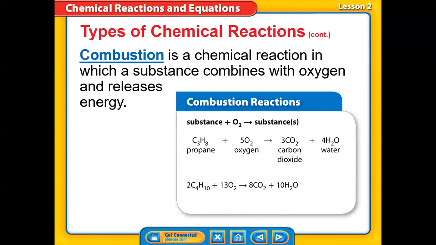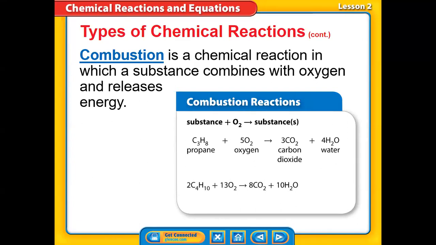So what does the word combustion actually mean? The word combustion means burning, or it's sometimes equal to the verb burning. Although there are a little chemical differences between combustion and burning, we just say: what is a combustion reaction? It's a chemical reaction in which a substance combines with oxygen and releases energy.